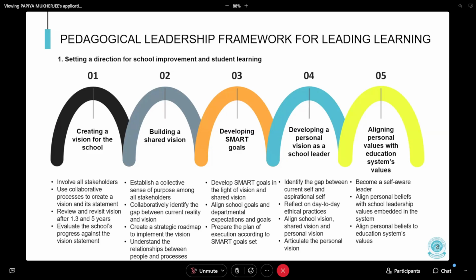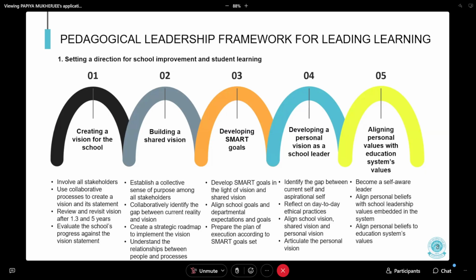Once you have created a vision involving all stakeholders, you need to work on building a shared vision. That can be done by a collective sense of purpose among all stakeholders. You need to establish a collective. Everybody needs to own the vision, and everybody needs to work for making the vision into a reality. Then you have to collaboratively identify the gap between the current reality in the school and the vision that has been created, and make a strategic roadmap to implement the vision.